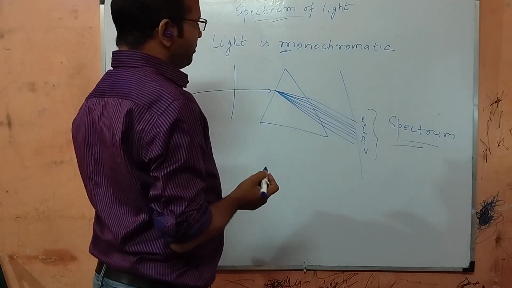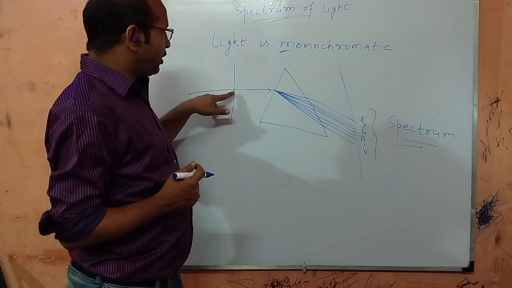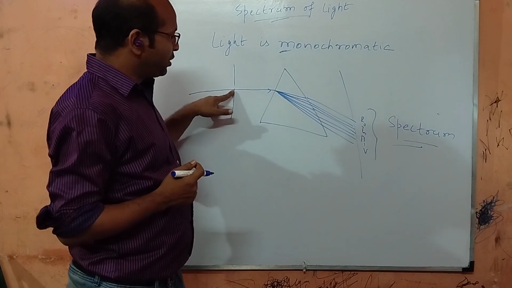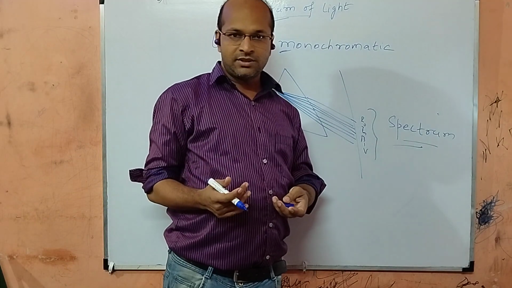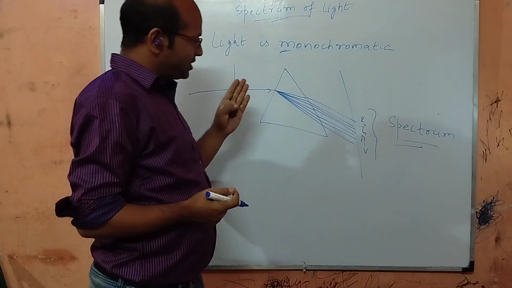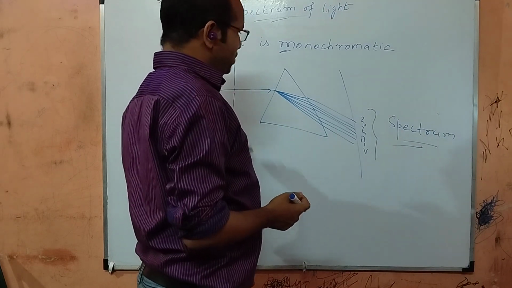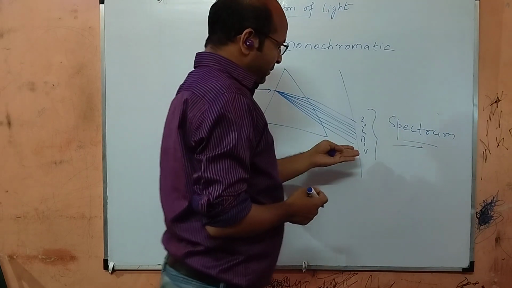Now, after seeing this, many scientists told that this is because, or you might also think that this is because the prism is producing colors. But what happens actually is that the prism is not producing color, it is just splitting the white color of sunlight into its constituent colors, which is VIBGYOR.